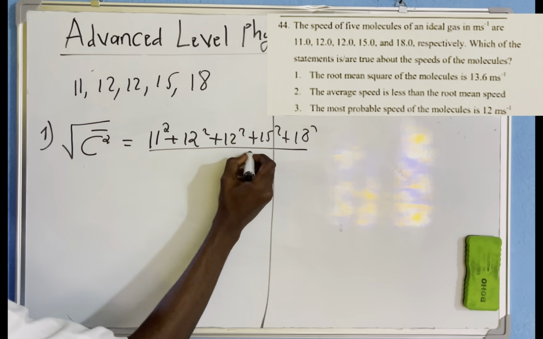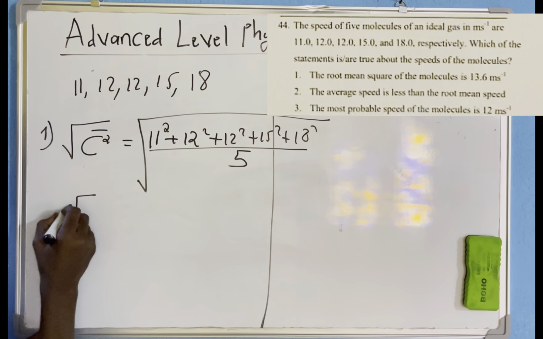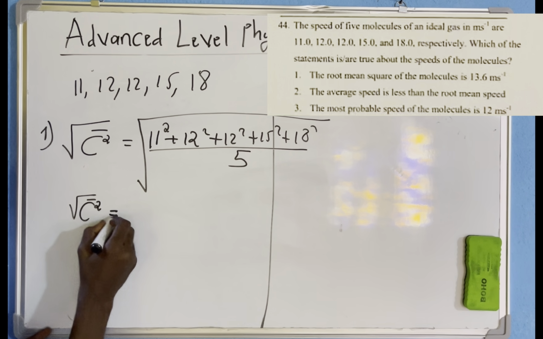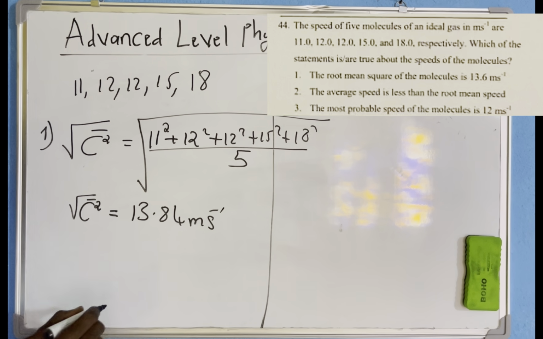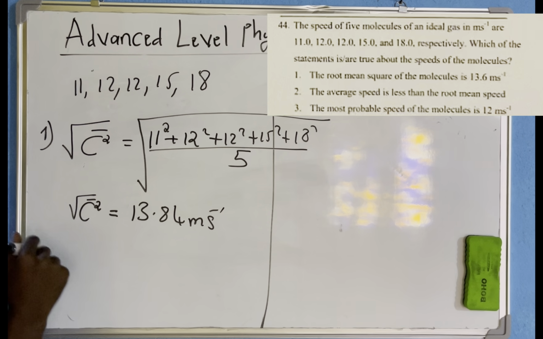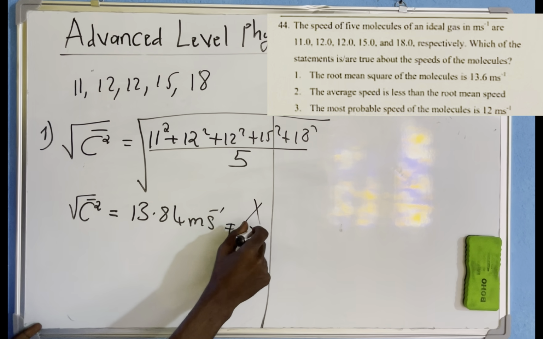Then I will divide by 5 to calculate the mean. Then I will take the square root. While doing this, you see that your answer will be 13.84 meters per second, something like that. So statement 1, first of all, is already wrong because it's not equal to 13.6.